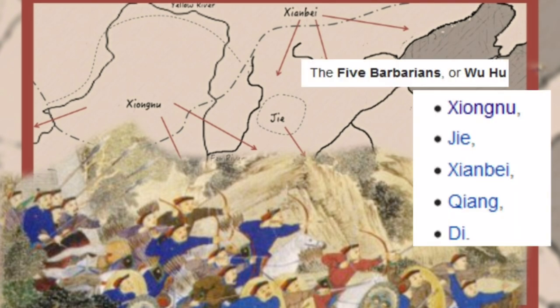The Five Barbarians, or Wu Hu: Xiongnu, Jie, Xianbei, Qiang, and Di.